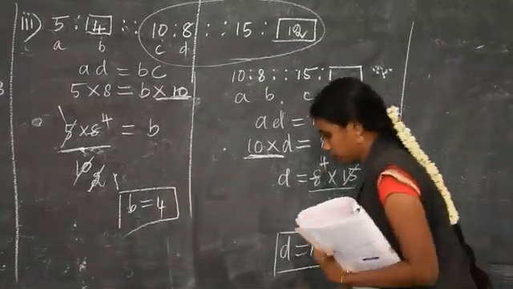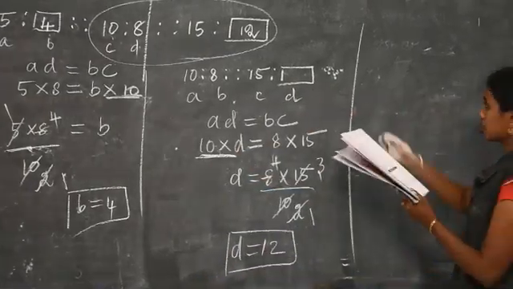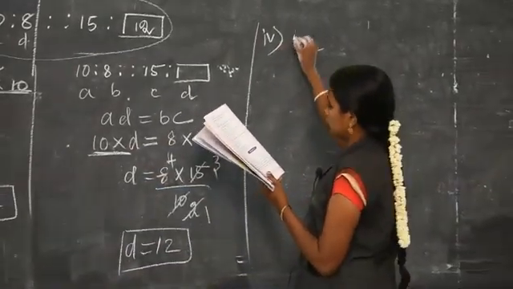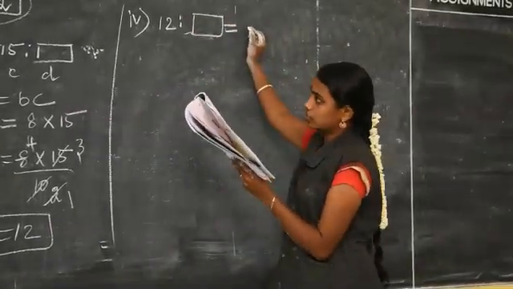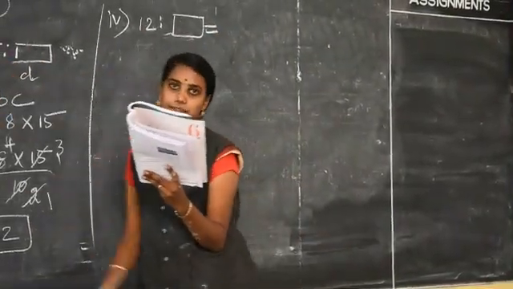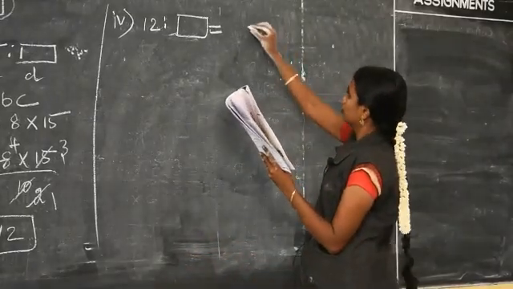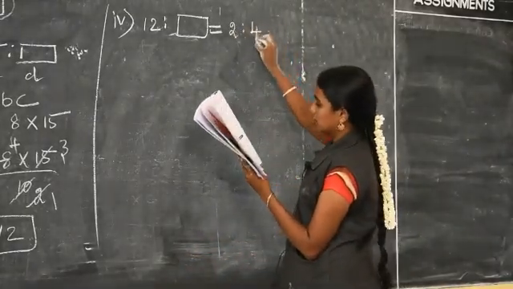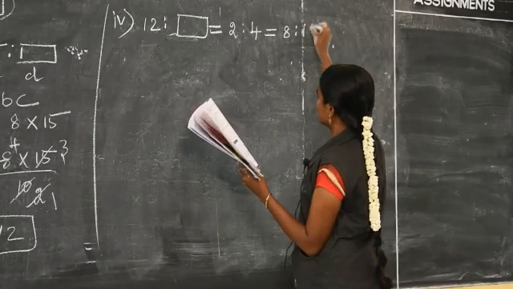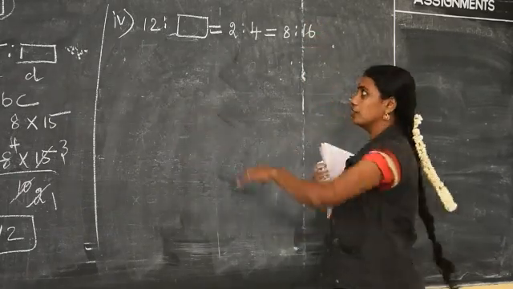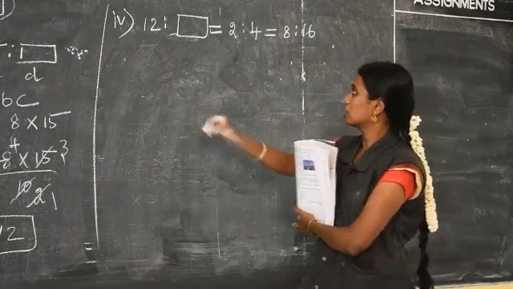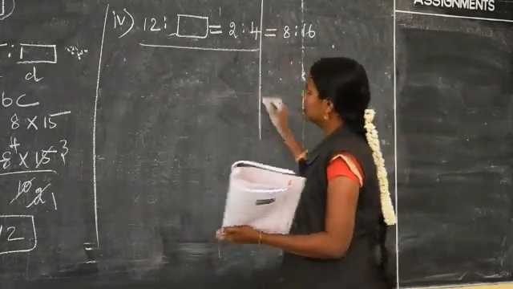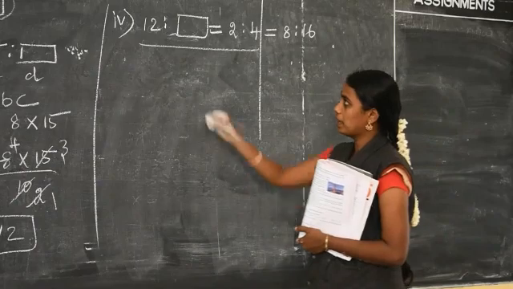Likewise, only next option also. 3 ratios are given. 12 is to 4 equal 2 is to 4 equal 8 is to 16. Instead of this as symbol, you can put an equal symbol also. Okay, there's nothing wrong in that, the as symbol and equal symbol both are same. So here also same method. I am going to compare two. First these two I am going to compare.